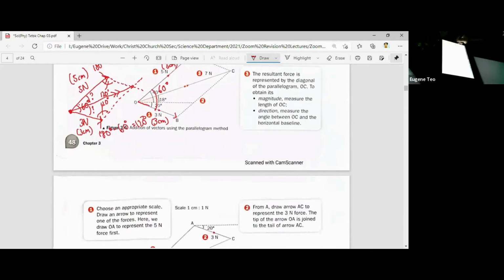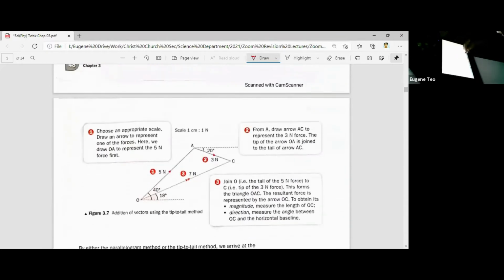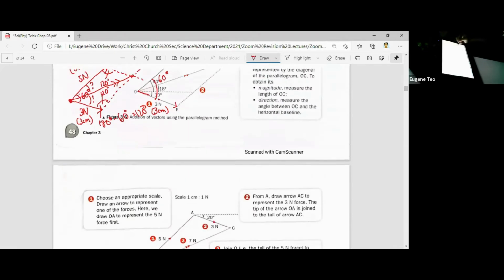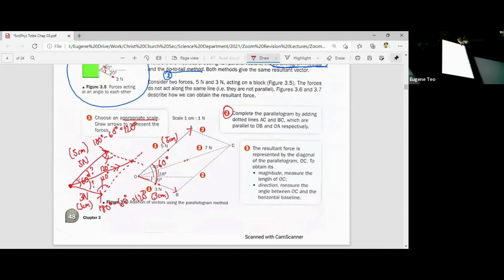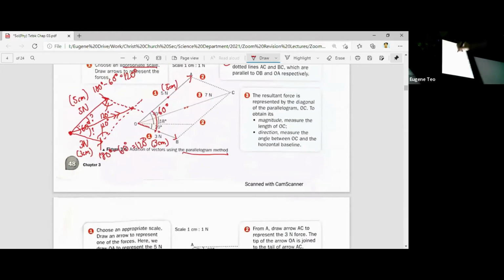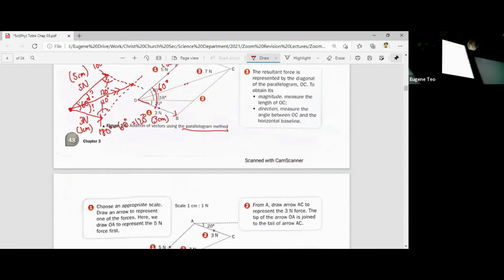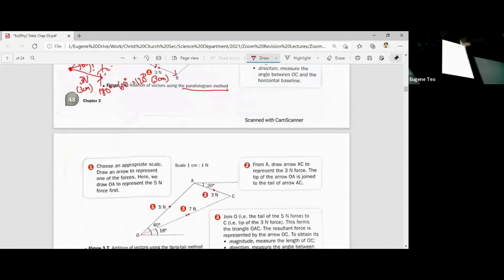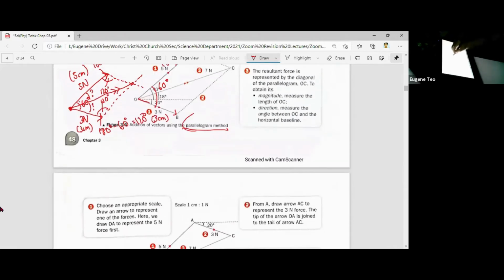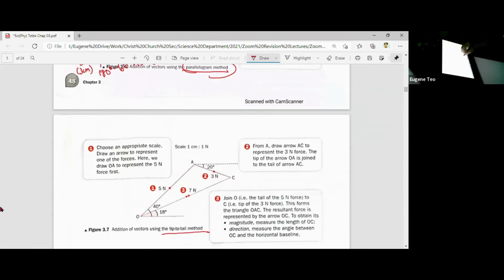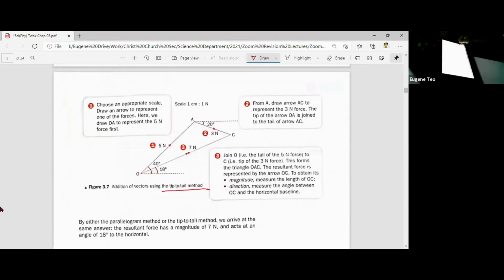Now, I won't go through this tip to tail method, because when you need to draw a vector diagram, you're not expected to learn how to draw parallel and tip to tail method. Whenever they ask you to draw a vector diagram, you just need to use either one of these methods. So my focus has always been on the parallelogram method, and hence I will just cover the parallelogram method. This one can be quite confusing at times. That's why I don't want to go about using this.